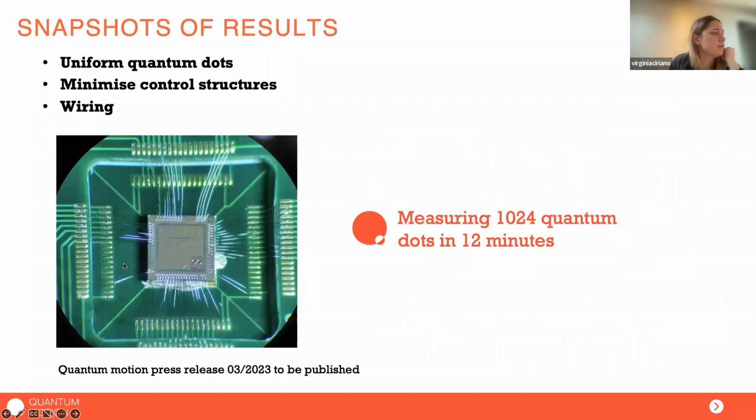And recently we have expanded on that work, and we've been able to measure 1024 quantum dots very fast, in 12 minutes, by using this approach in which you have few lines that go to a multiplexer, which takes few lines and converts them into a lot, and then measures a lot of quantum dots.